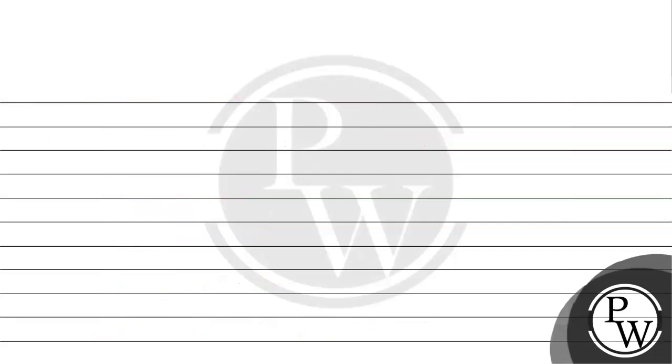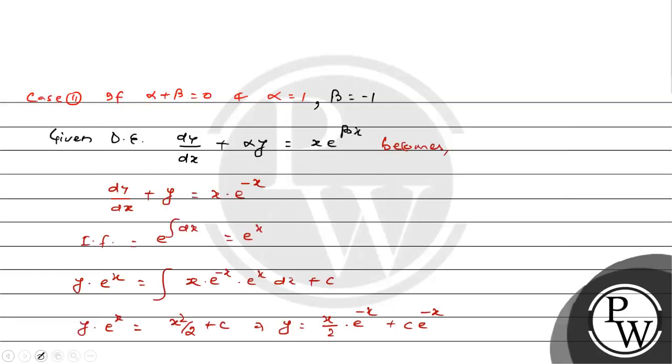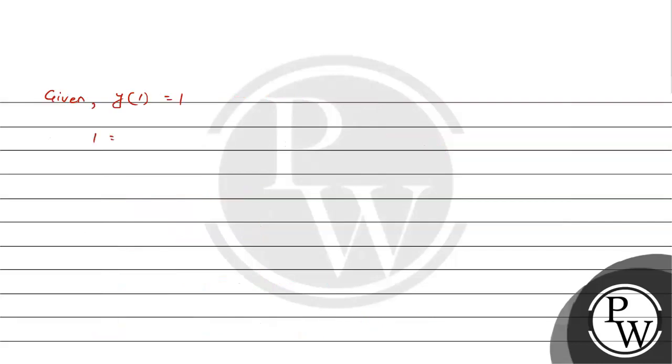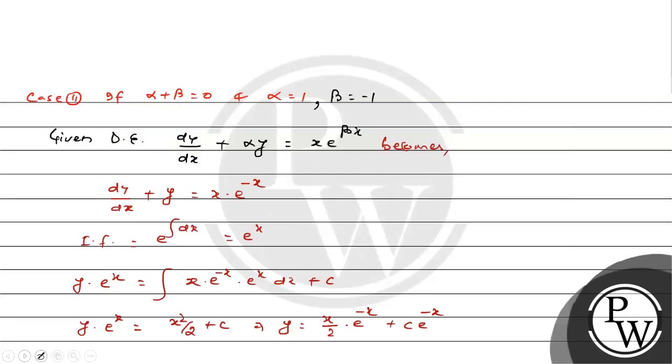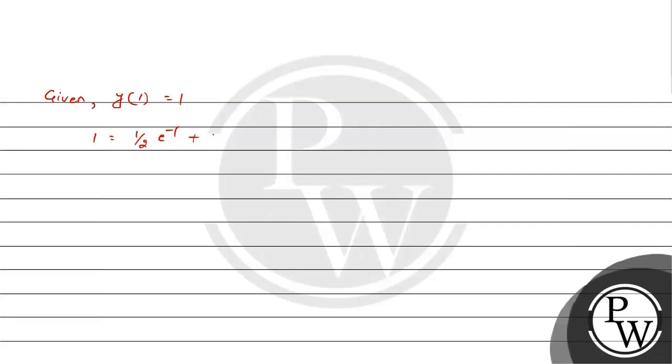Now given y(1) equal 1, that is at x equal 1, y is 1. So 1 equals 1 by 2 e to the power minus 1 plus c e to the power minus 1. This becomes e minus 1 by 2 equals c. Therefore, the value of c becomes e minus 1 by 2.